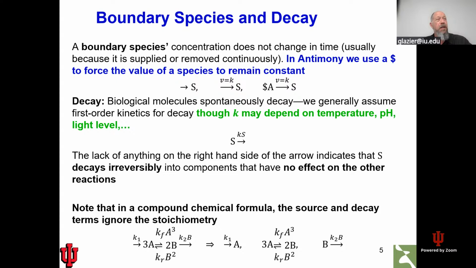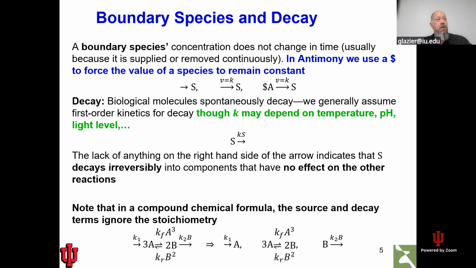I can also say, well, in fact, that is supplied by molecule A, and it's supplied at a rate K. And if I do that, A will go negative unless I assert that A is somehow magically held to a constant value. And that makes A what's called a boundary species. And so in antimony, the dollar sign, I'm not quite sure why Herbert picked a dollar sign for this, but the dollar sign locks the value of a chemical species to its initial value.